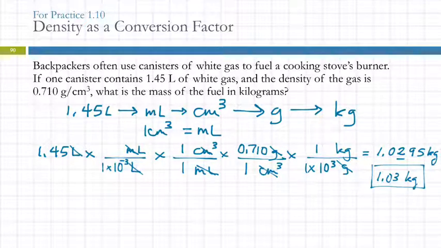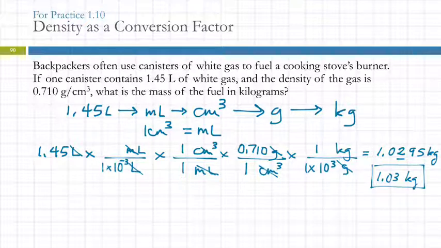So this is using density as a conversion factor. It is possible to use the density equation in algebra and rearrange it, but I see students doing all kinds of crazy, stupid things with that. Please don't. Use it as a conversion factor. The first couple of times you're like, oh, I'm not sure what I'm doing. Once you see it, it's so much faster than doing algebra, rearranging the equation.